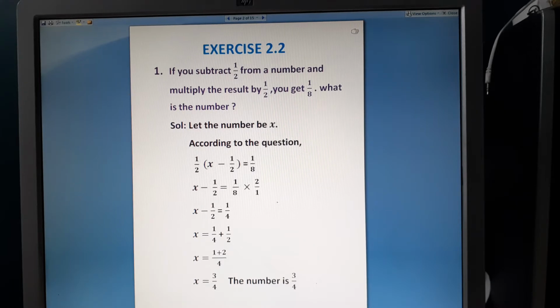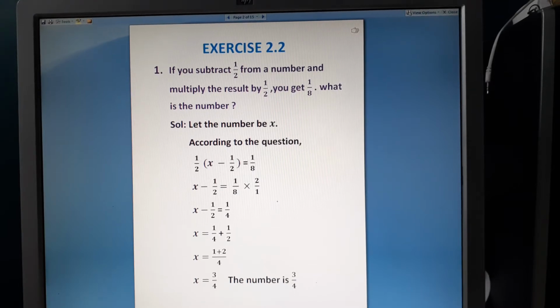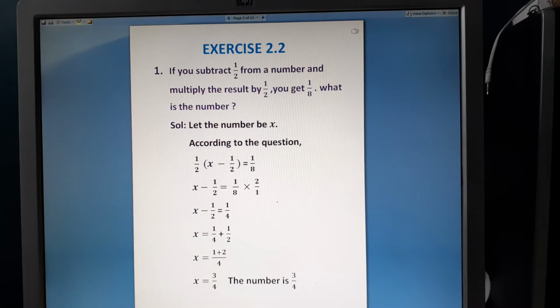see the first question. If you subtract 1 by 2 from a number and multiply the result by 1 by 2, you get 1 by 8. What is the number? Do you understand the question? See the solution.